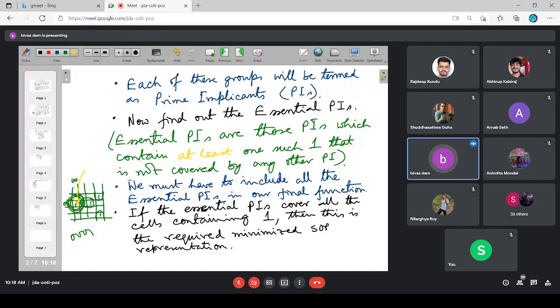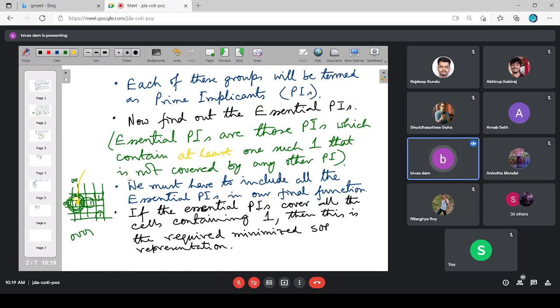So we must include all the essential PIs in our final function realization. And then after including the essential PIs, I may have certain non-essential PIs. What are those non-essential PIs? Now, after inclusion of all the essential PIs, if I can cover all the cells containing logic 1, there is no non-essential PI.